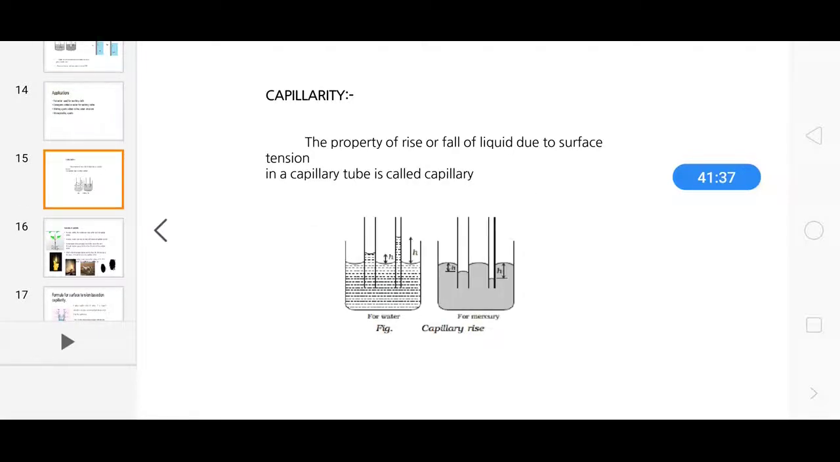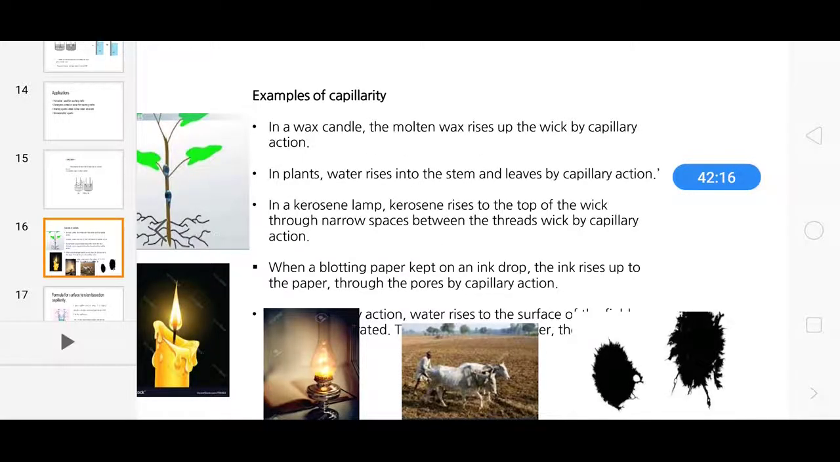And here is capillarity. Capillarity means the property of rise or fall of a liquid in a capillary tube, and due to capillary action we observe so many examples in day-to-day life. The plants can absorb water due to capillary action, and the molten wax in a candle can be raised up due to capillary action. In a kerosene stove, the kerosene rises through the wicks, through narrow spaces, due to capillary action. And when blotting paper is kept on an ink drop, the ink rises up through the pores of the paper due to capillary action.